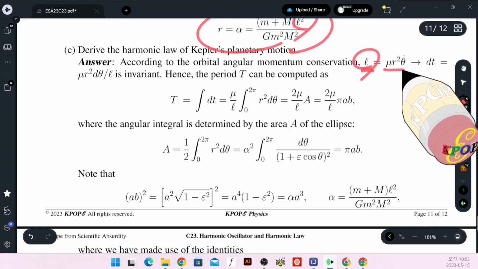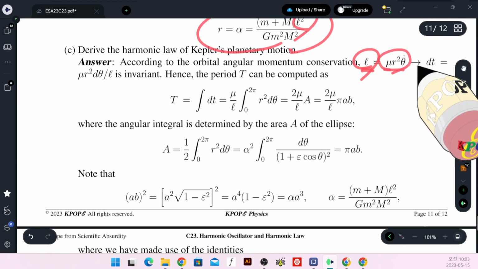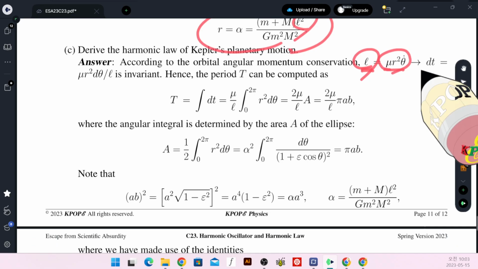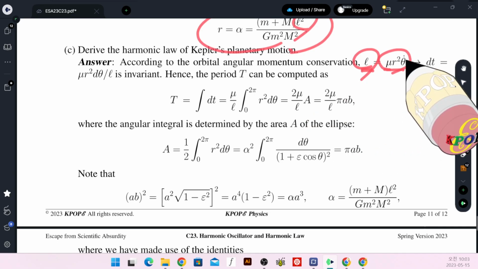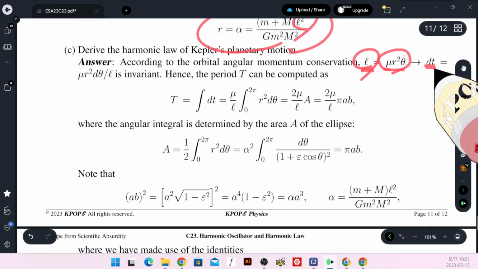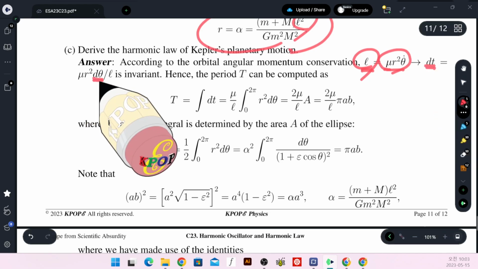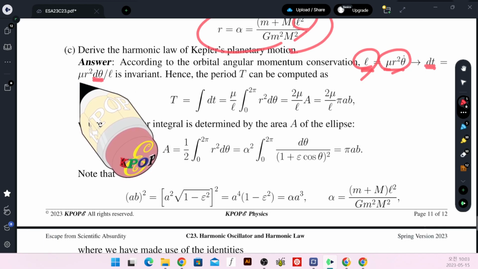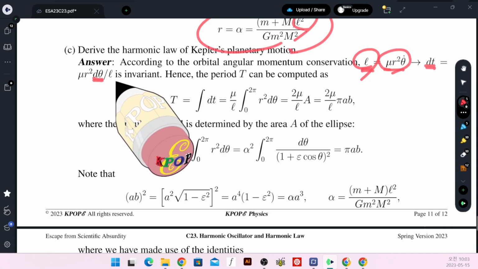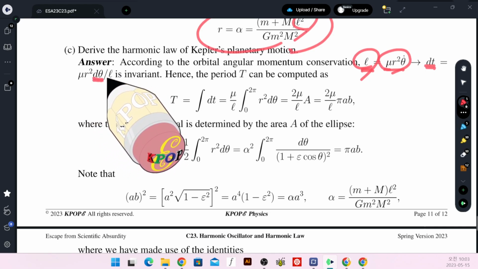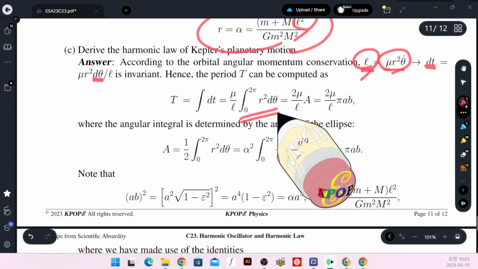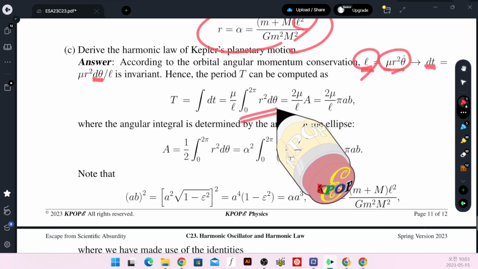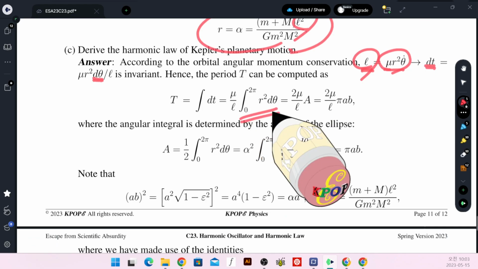We recall that this angular momentum is the reduced mass multiplied by the relative coordinate squared multiplied by the angular velocity, theta dot, from which we can find the relationship between the differential of time and the differential of angle. We know mu, the reduced mass, and the orbital angular momentum are both conserved. We factor out this conserved quantity and find r squared d theta. This is related to twice the area of the orbit.